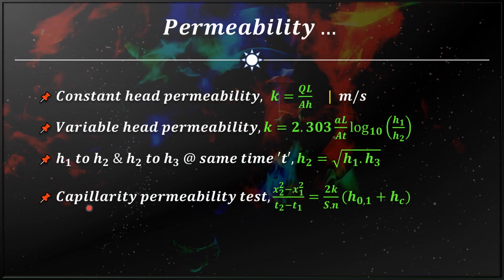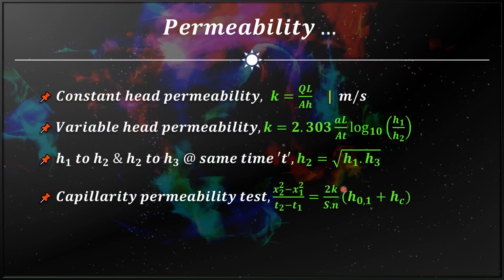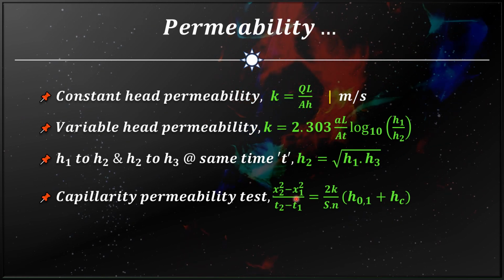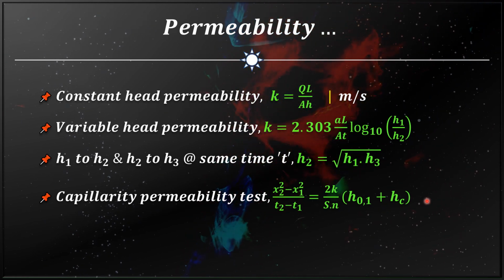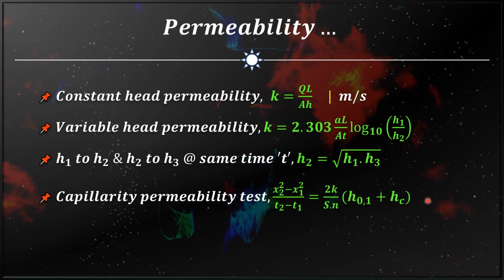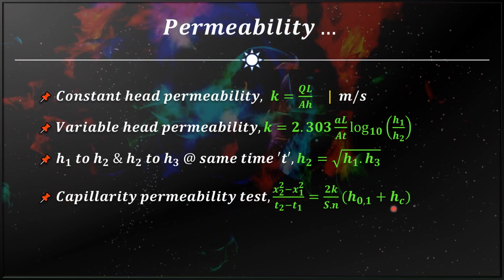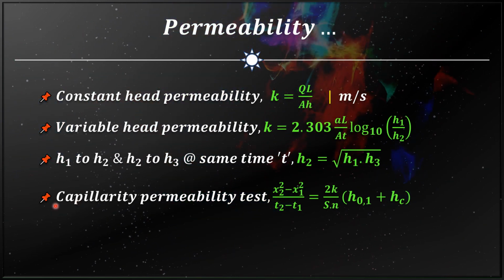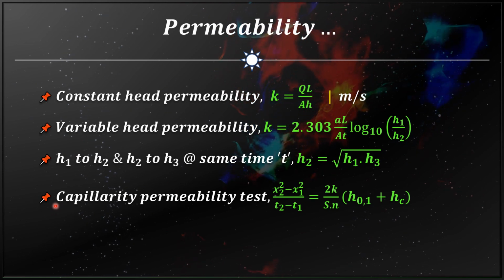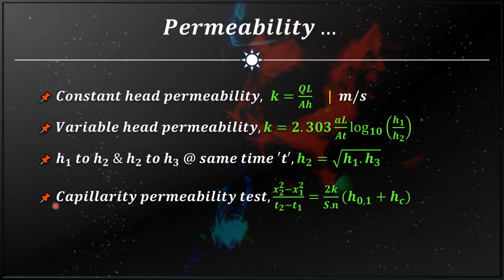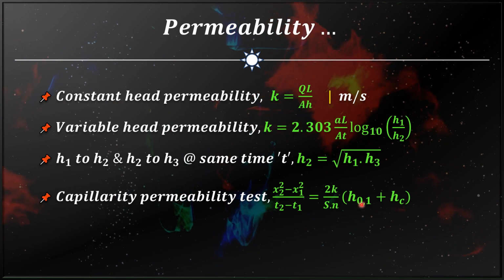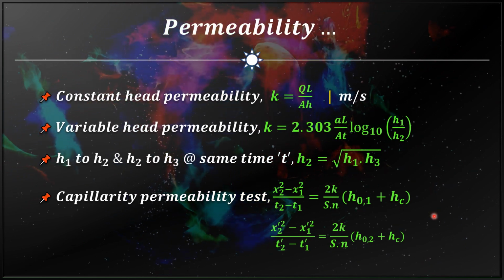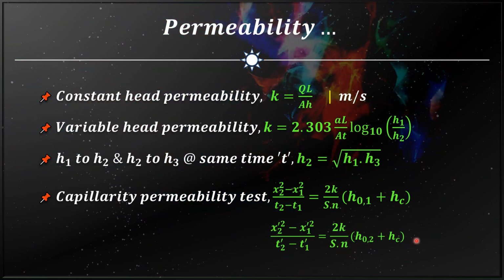And there is another test called the capillarity permeability test to find the value of K. So in this test there are some parameters like x1, x2, t1, t2, h0 at first stage and h0 at second stage, and hc is the capillarity. In case of the capillarity permeability test, this test shall be conducted in two stages under a head of h0,1 and h0,2. So there are two stages. This formula is for the first stage and this formula is for the second stage.